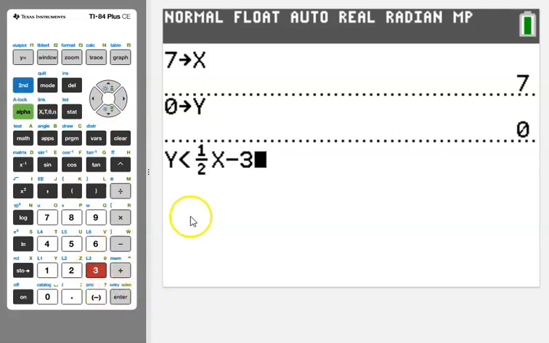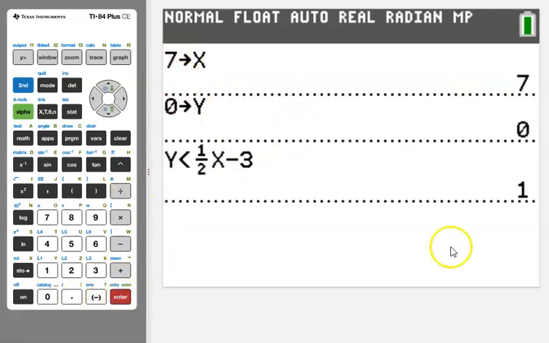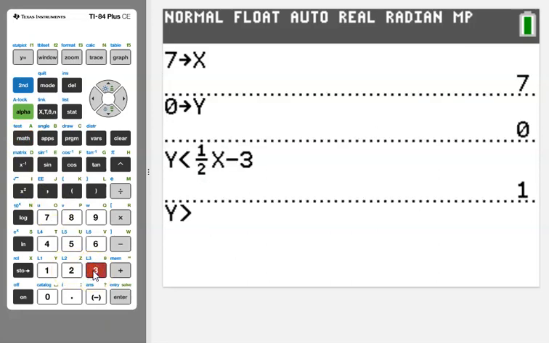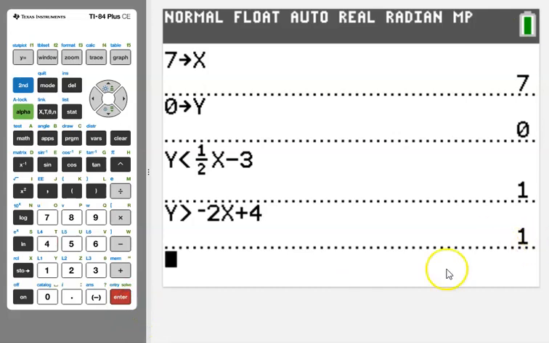Okay, so if this point makes this statement true, it's going to say 1, and it does. So that's telling me this is true. So that's good. Now we must check both inequalities. So let's do this with the second inequality. Alpha 1 greater than is second math 3. Then negative 2x plus 4. Again, I'm getting 1 for the answer, meaning this is a true statement. And now I know 7, 0 is a solution.